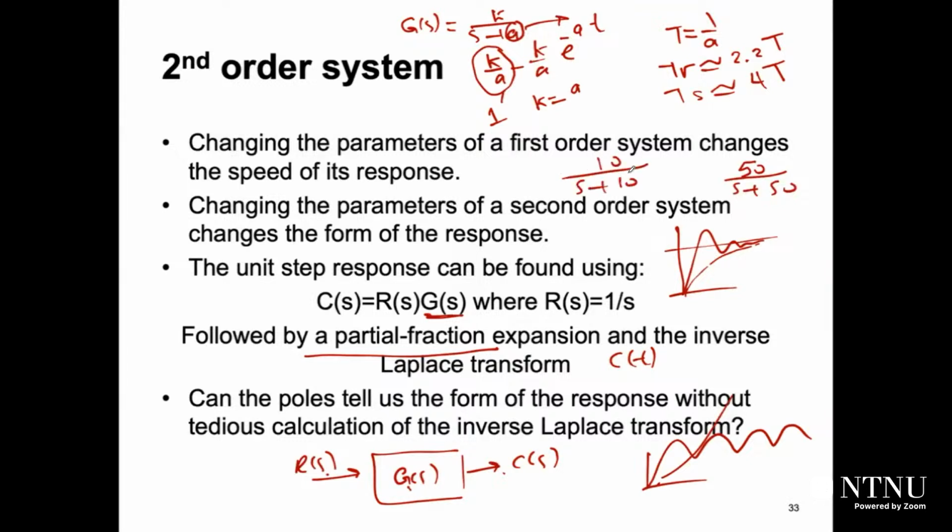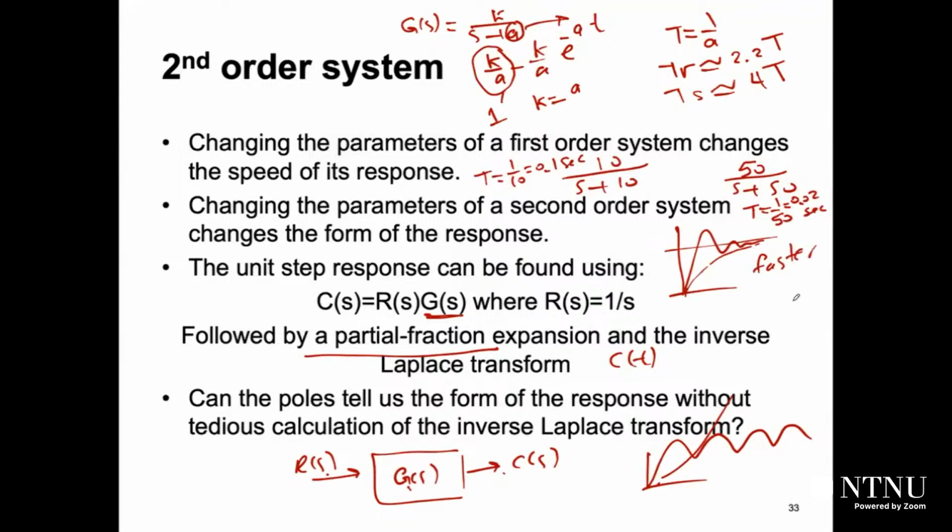Which one is faster? By looking at the location of the system pole, it's easy. The time constant here will be 1 divided by 50, which is 0.02 seconds. It's very quick. But here the time constant will be 1 divided by 10, which is 0.1 second. Which one is faster? When the time is shorter, it means it's faster, right? So this one is faster.